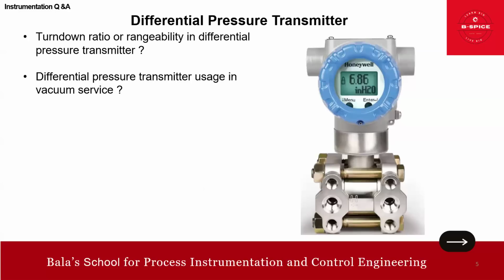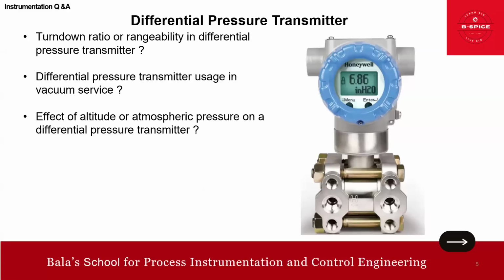Okay, that's it. Then what is the effect of altitude or atmospheric pressure on the differential pressure transmitter? The effect of altitude, meaning the height, right? Yes. So the effect of altitude or atmospheric pressure on a differential pressure transmitter is typically small because the transmitter measures the difference in pressure between 2 points, right? Yes.